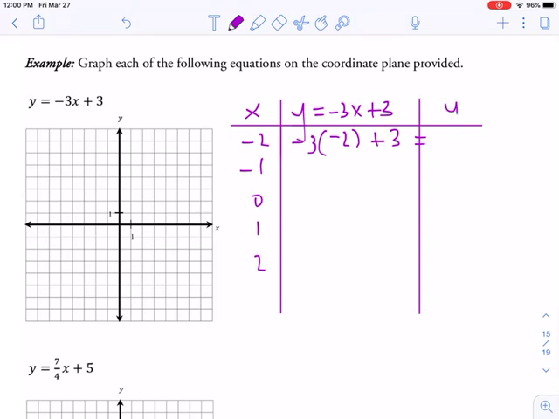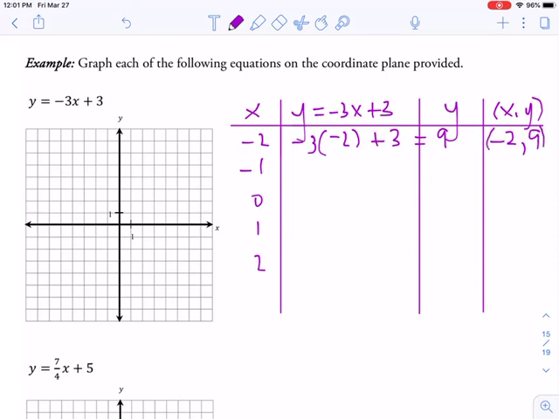Okay, so there's our y value. So -3 times -2, following order of operations, is 6, plus 3 is 9. Okay, so that means our point (x, y) will be (-2, 9).